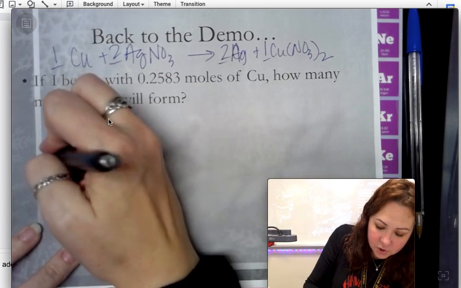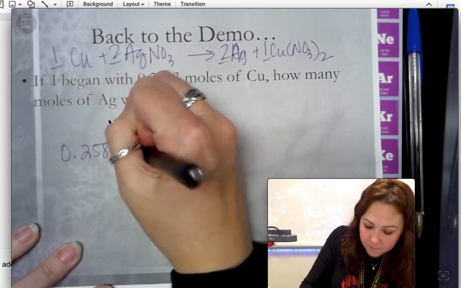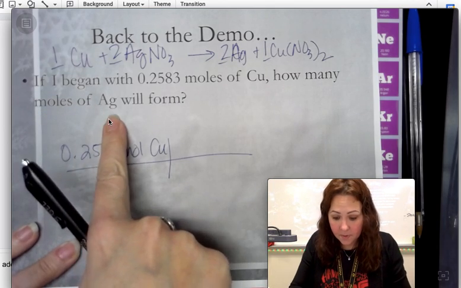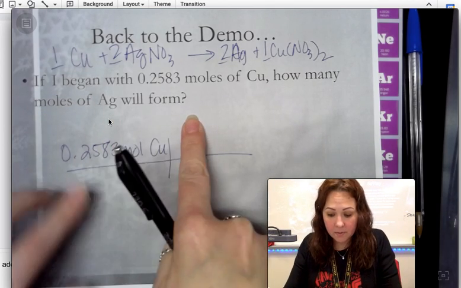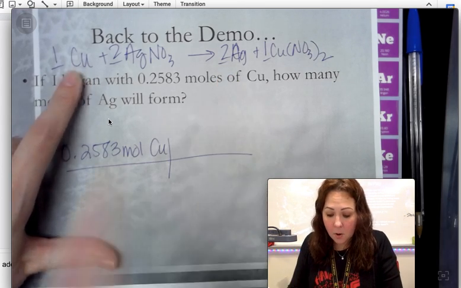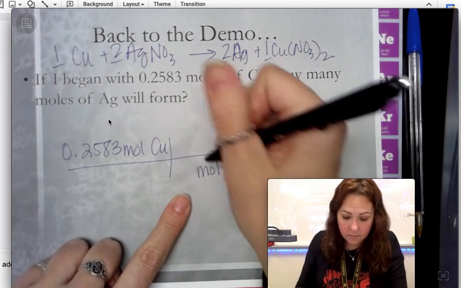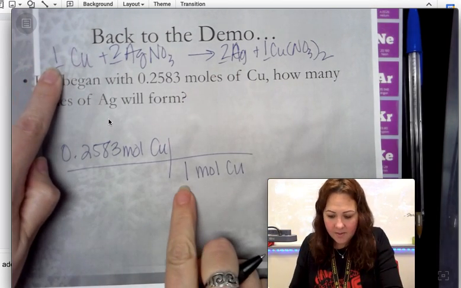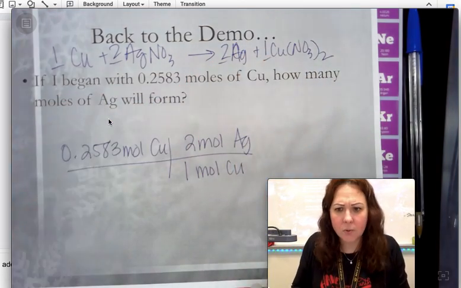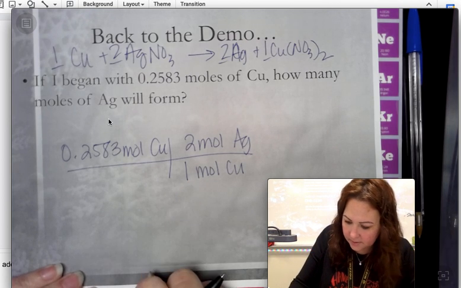We're going to start with 0.2583 moles of copper. It wants to know how many moles of silver will form. So I'm starting with moles of copper, and I'm going to moles of silver down here. To get rid of the moles of copper, moles of copper has to go on the bottom, which is 1, because there's a 1 right there. And then you have 2 moles of silver. This is not always a 1-to-2 ratio. I just made these up, and they just happen to look like that.